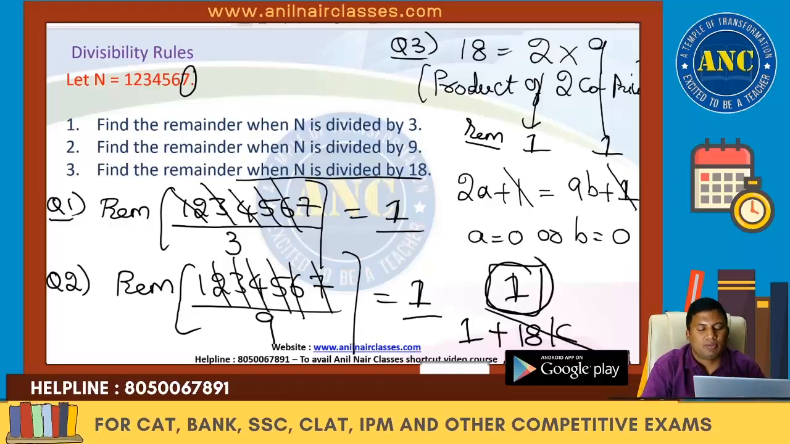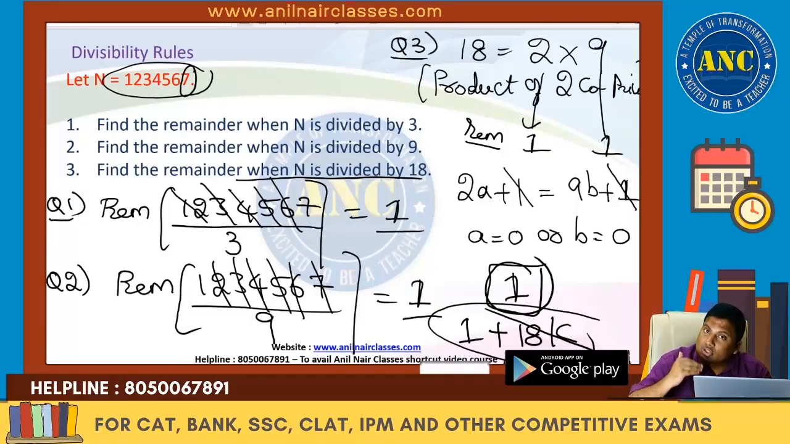When divided by 2, it gives a remainder 1, and when divided by 9, it gives a remainder 1. Both are for the same number. So 2a plus 1 is equivalent to 9b plus 1. The 1s cancel, so 2a is equivalent to 9b. Both are the same at a equal to 0 or b equal to 0. With a equal to 0, 2 into 0 plus 1 is 1. The answer for this question is 1. The number is of the form 1 plus 18k, and when divided by 18, the remainder is 1. I hope it is clear. Slowly, steadily, we will increase the level of difficulty.